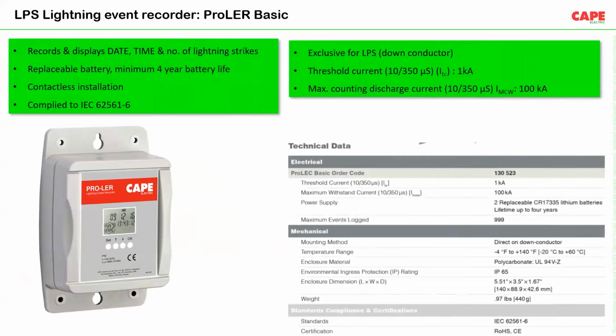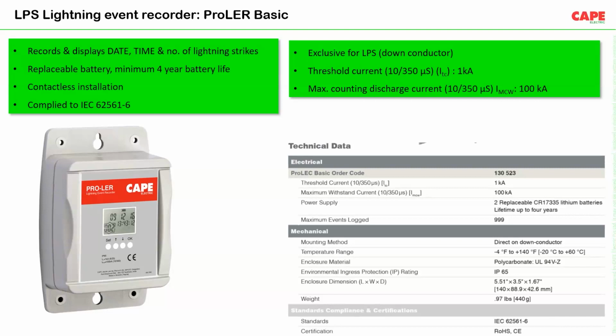Then we have a lightning recorder, which is our Cape Make Roller Basic. Now this can be installed in a lightning protection system on the down conductors, if you want to know how many lightning strikes your building experiences and how many times your system has worked. So it has a threshold current of 1 kiloampere 10/350 microsecond. That means as soon as a current of 1 kiloampere passes through this counter, it is going to count it as one event. The maximum discharge current capability is around 100 kiloamperes.